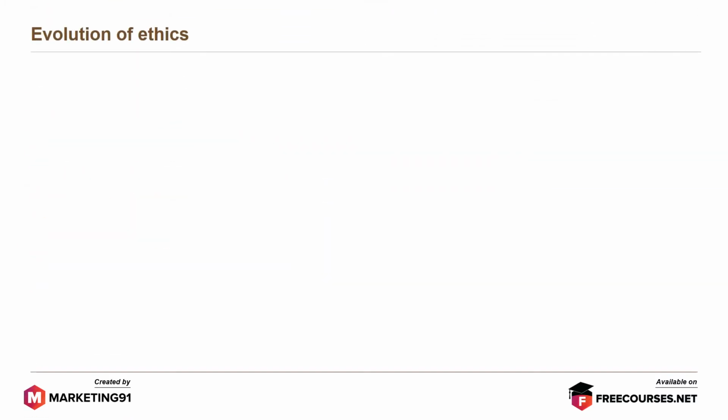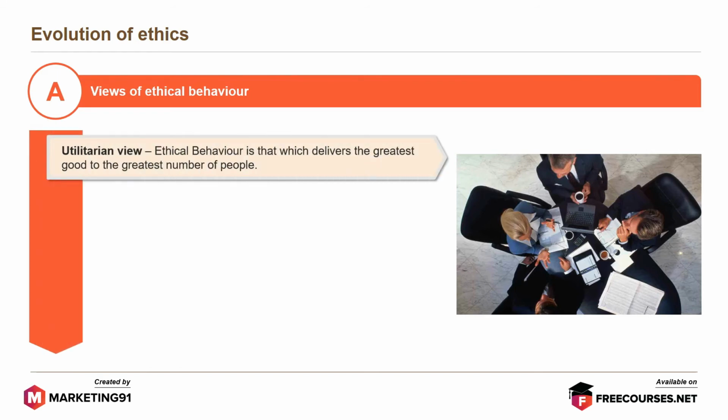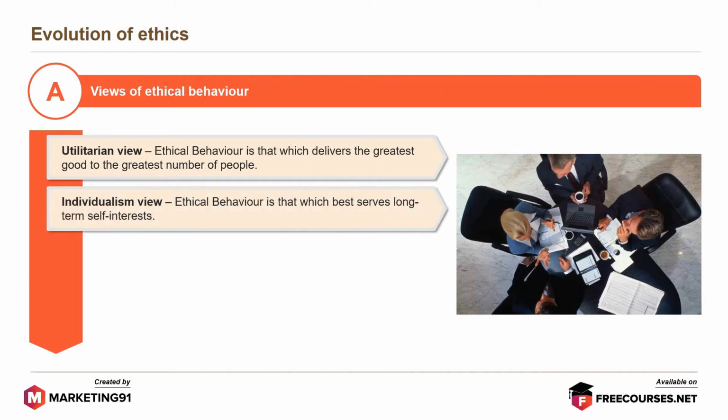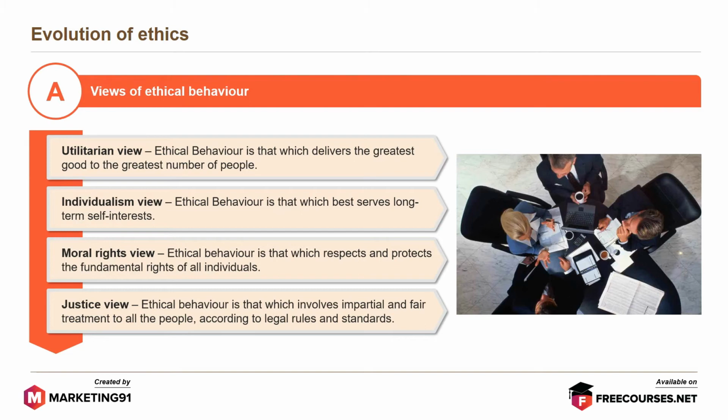Evolution of ethics. Views of ethical behavior. Utilitarian view. Ethical behavior is that which delivers the greatest good to the greatest number of people. Individualism view. Ethical behavior is that which best serves long-term self-interests. Moral rights view. Ethical behavior is that which respects and protects the fundamental rights of all individuals. And lastly, the justice view. Ethical behavior is that which involves impartial and fair treatment to all the people according to legal rules and standards.